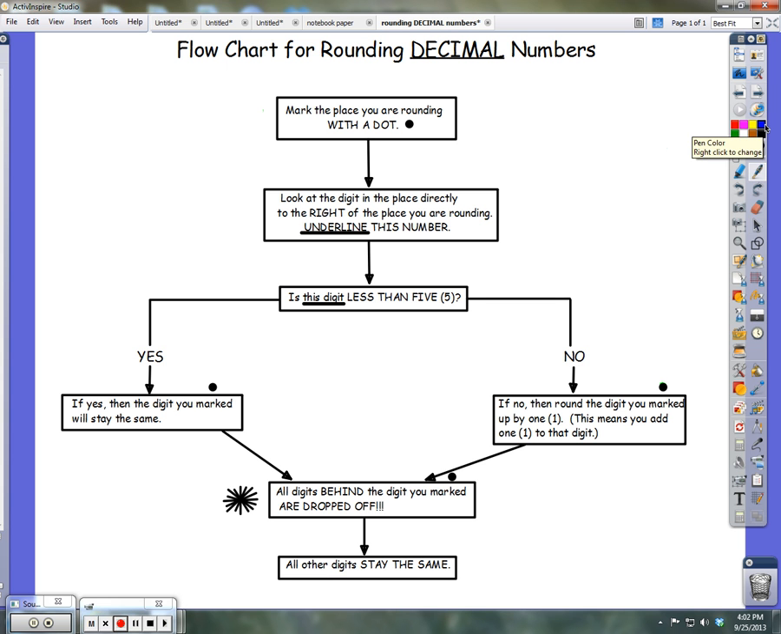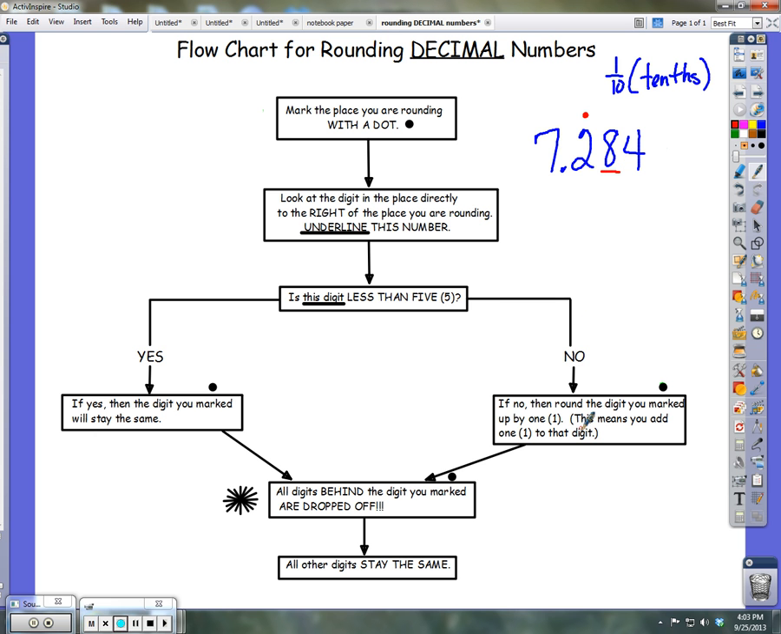Okay, so let's take a decimal number. Let's do 7 and 284 thousandths, and we're going to round this number to the nearest tenths place. So once again on our flow chart, first step, mark the place you're rounding with a dot. The 2 is in the tenths place, mark it with a dot. Look at the digit directly to the right of that digit and underline it. And right here is the underlined digit less than 5?